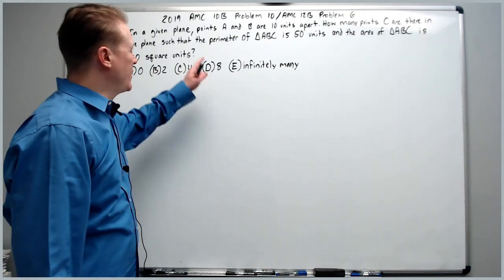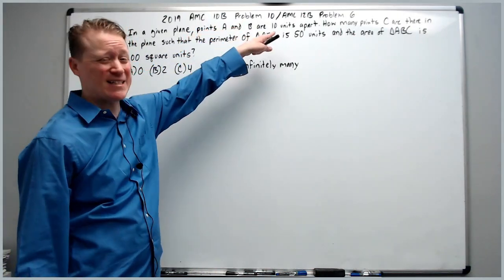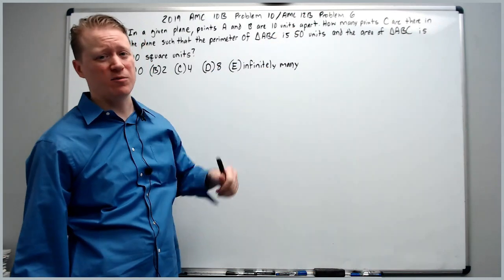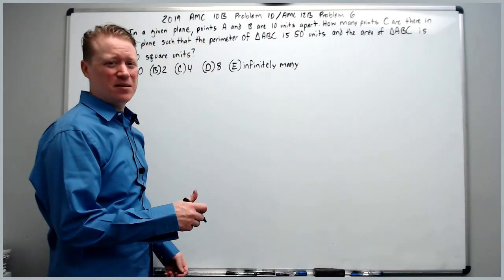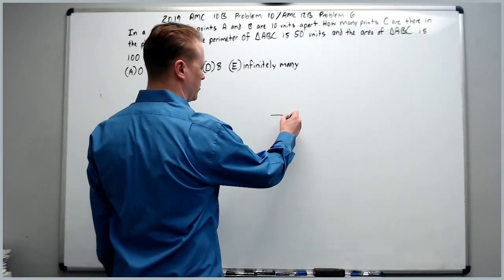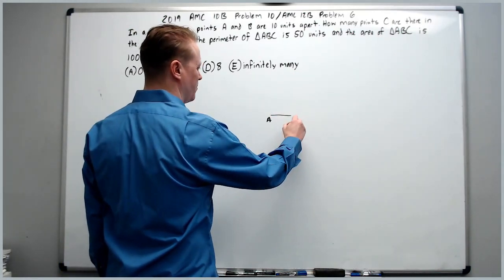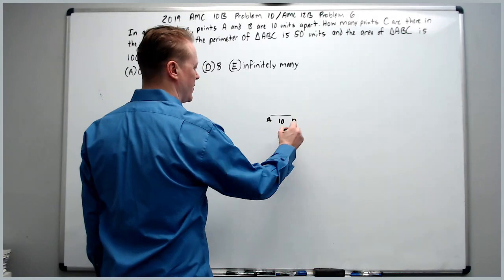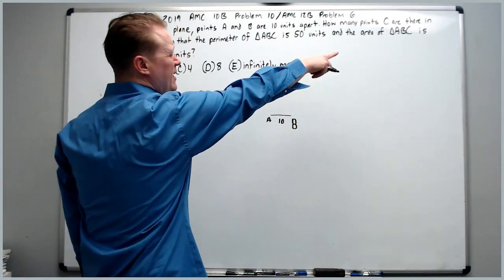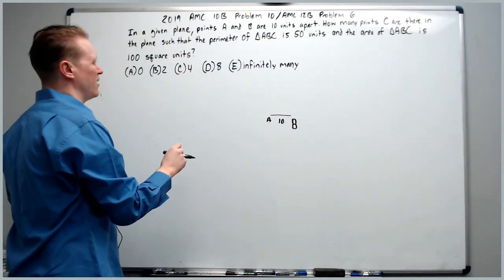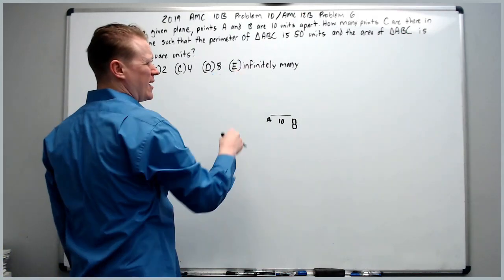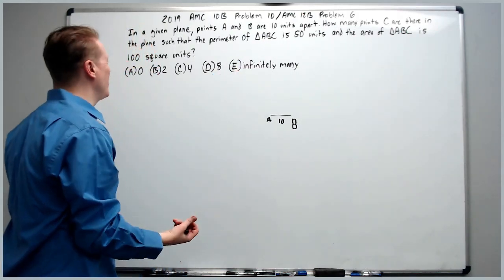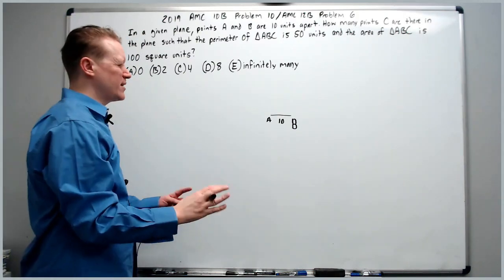Okay, and this is the 2019 10B problem 10, which was also the 12B problem number 6. In a given plane, points A and B are 10 units apart. So we'll just make a little line, put A and B, and label this 10. Okay, how many points C are there in the plane such that the perimeter of triangle ABC is 50 and the area is 100? Well, forget the perimeter for a second.